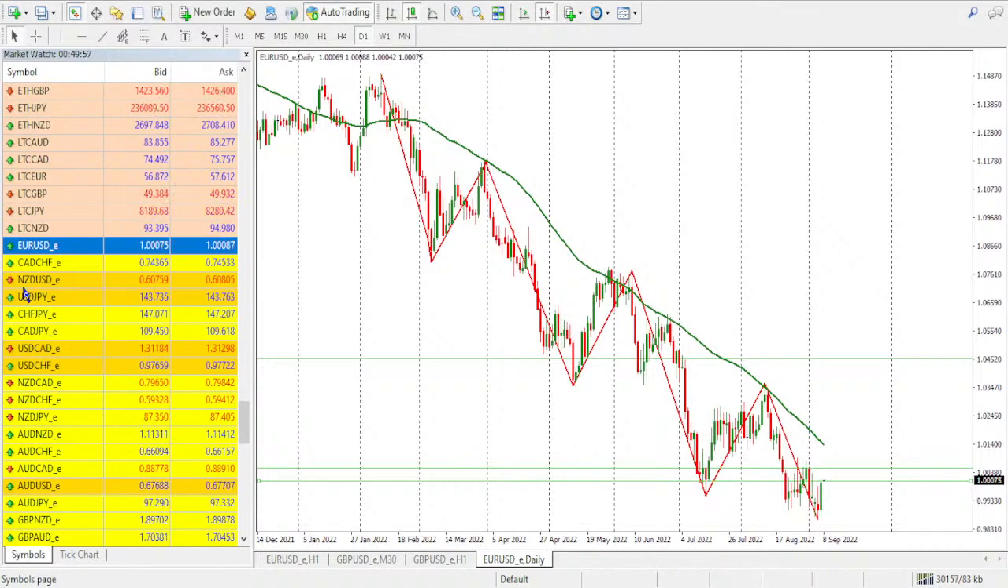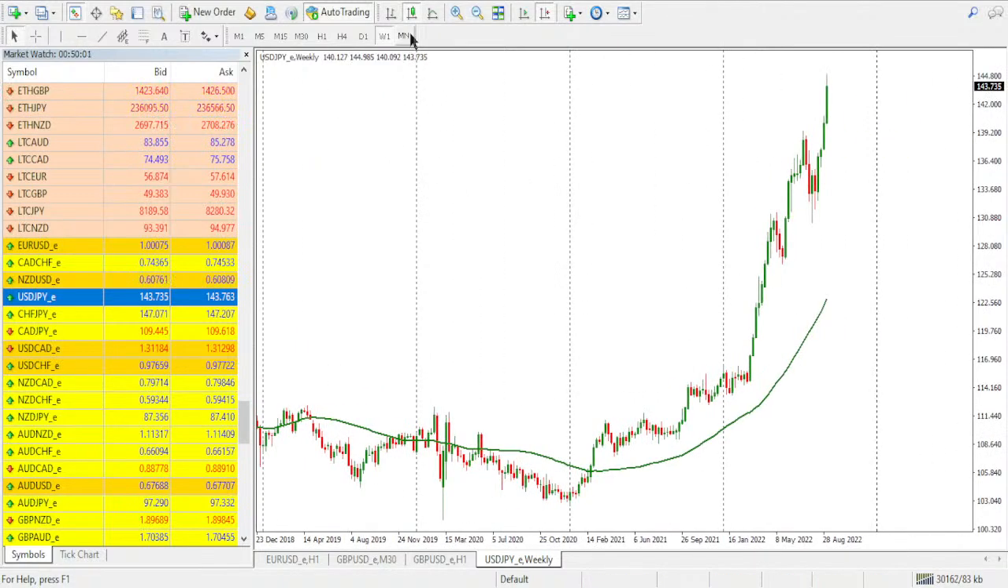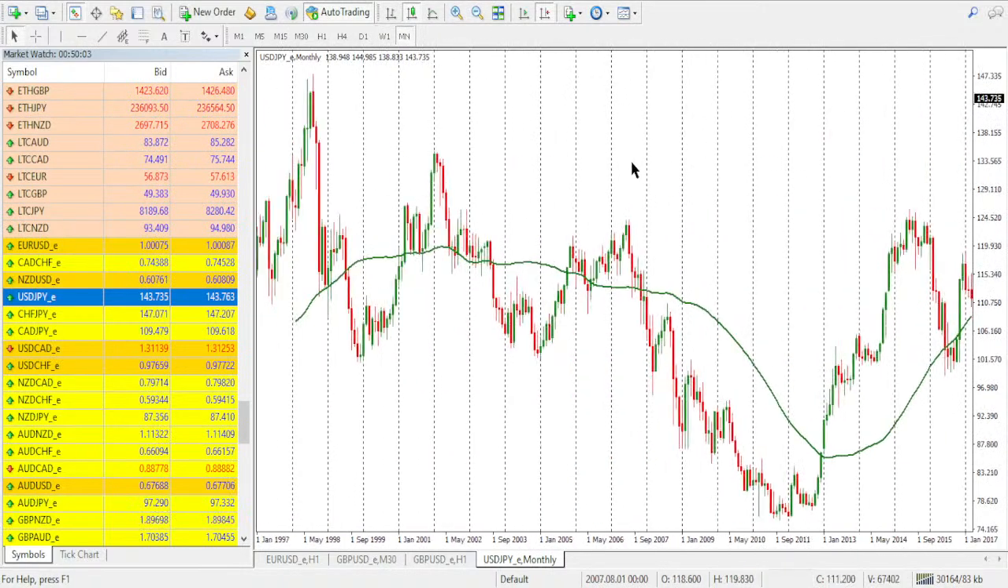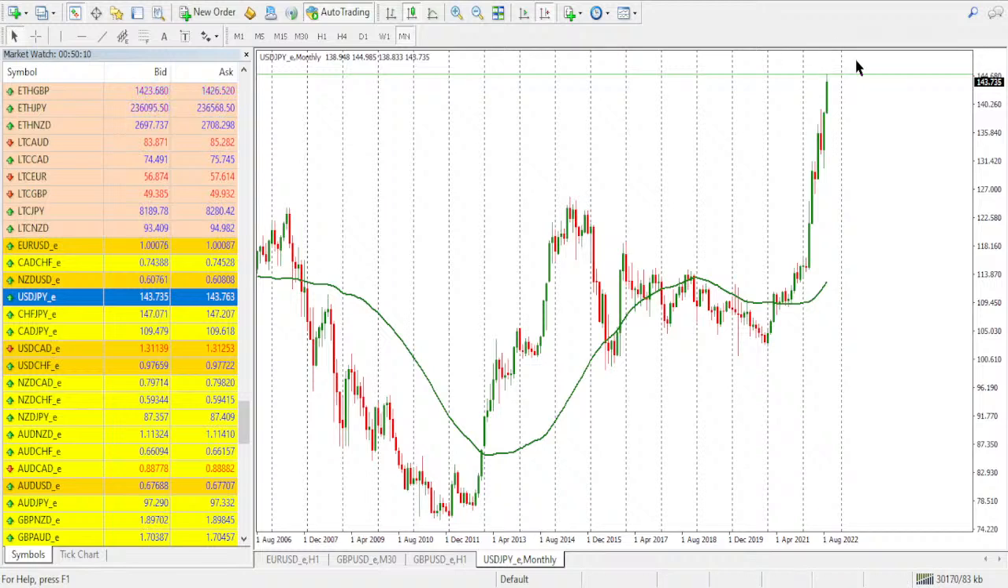So my next chart is the US dollar Japanese yen, USD/JPY. This is upwards. We are in a very good uptrend. We expect the buyers to push price upwards at least up to this point here. So we are almost there, actually the price hit it.